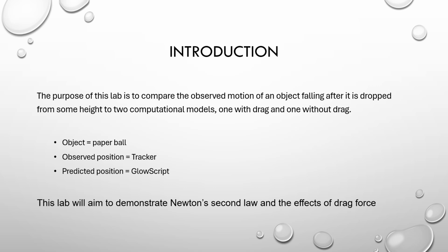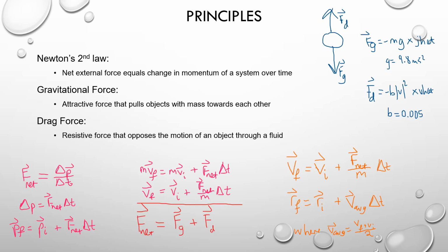Our object in this case is going to be a paper ball, while the observed position we'll get using the Tracker graph. The predicted position we'll get using GlowScript code. This lab will aim to demonstrate Newton's second law and the effects of drag force.